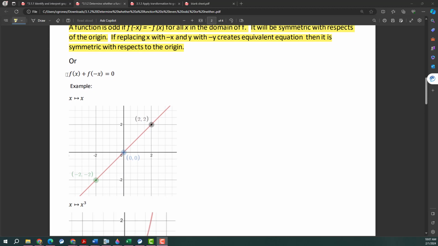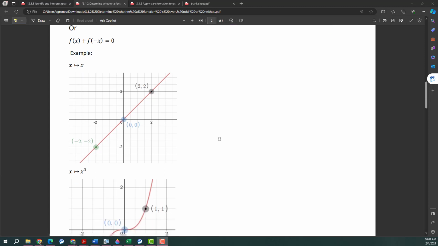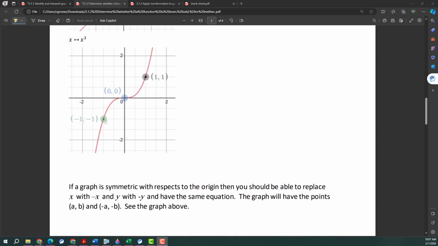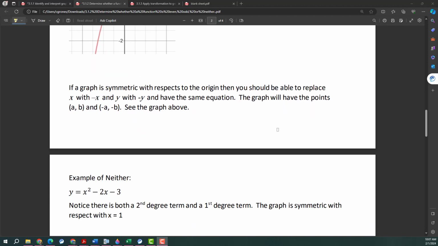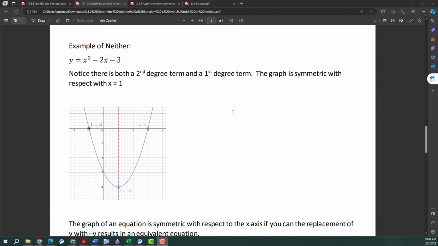So this is it rewritten, f of x plus f of negative x equals 0. So here's an example. We've got the point 2, 2, and then negative 2, negative 2. So that has symmetry with our origin. Same thing right here. If the graph is symmetric with respect to the origin, then you should be able to replace x with negative x and y with negative y and have the same equation.